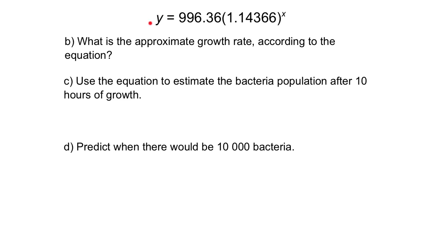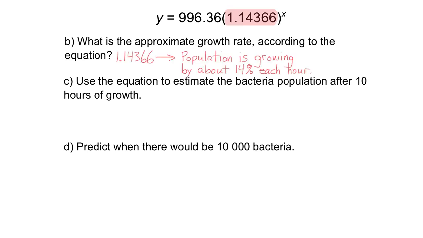So let's talk more about that equation. I've rewritten it at the top of the screen here so you can see it more clearly. What is the approximate growth rate according to the equation? Well, which number in the equation represents the growth rate? The base of the power tells me my growth rate. So 1.14366 is the growth rate. But what does that mean? It means the population is growing by about 14% each hour.